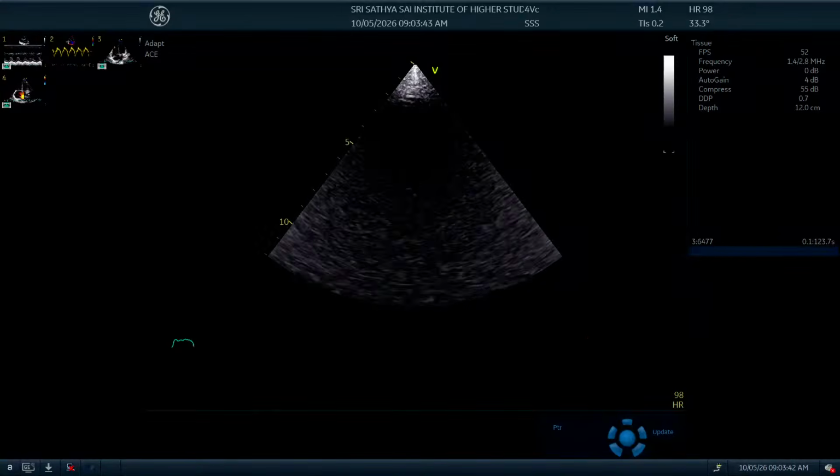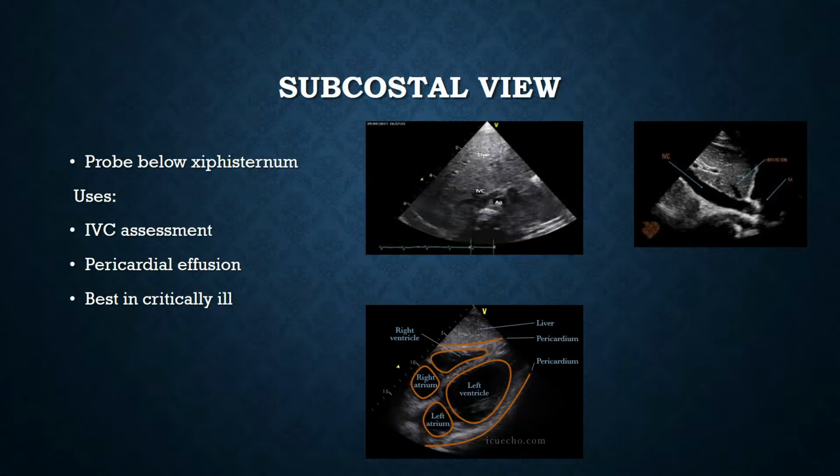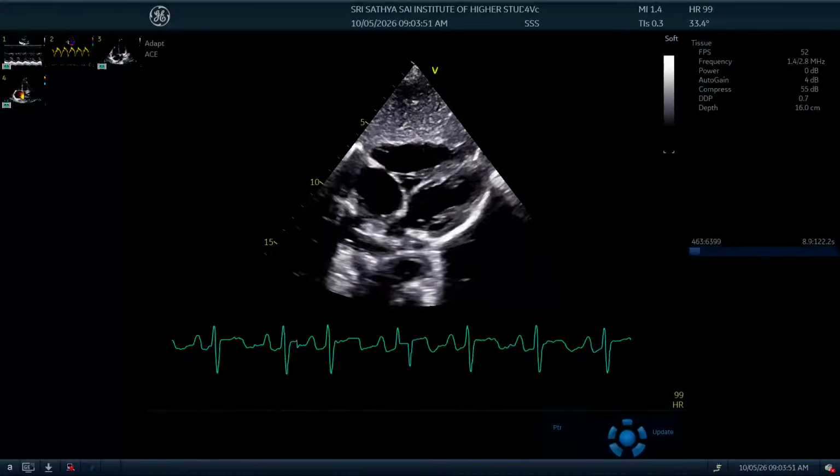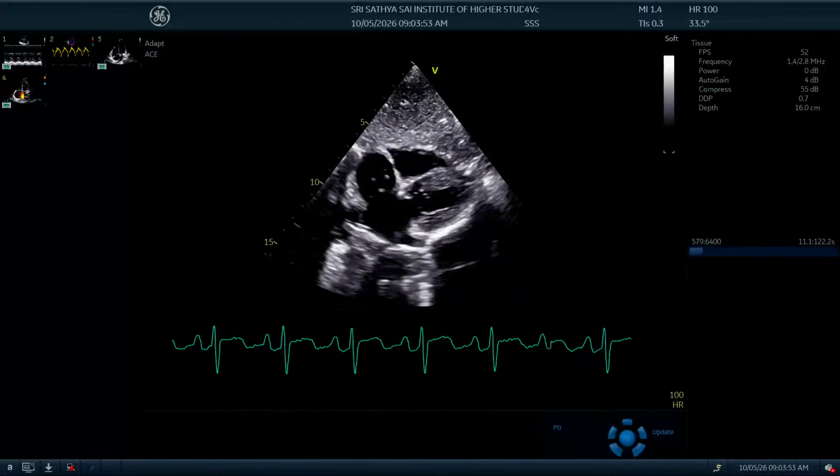Subcostal view, just probe is placed on the sternum, angulated up towards the heart. It is best for clinically ill patients to check for pericardial effusion in adults, but that is the gold standard for pediatrics.